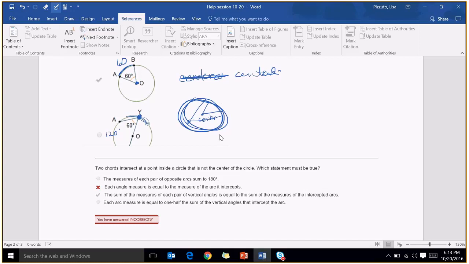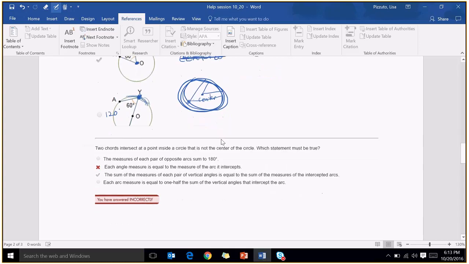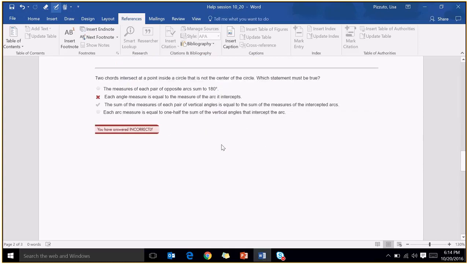Okay, all right, so the next one basically just says two chords intersect at a point inside the circle that's not the center. So that would look like this. You have one chord and another chord, and they intersect inside the circle. So this is what we call an interior angle.